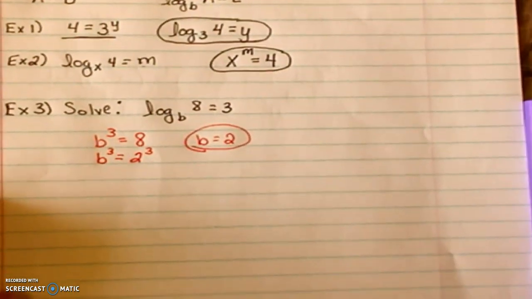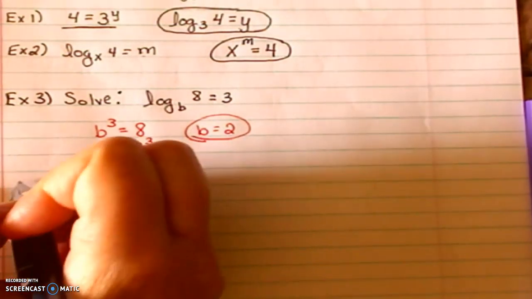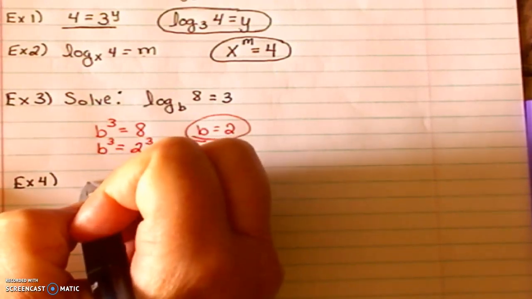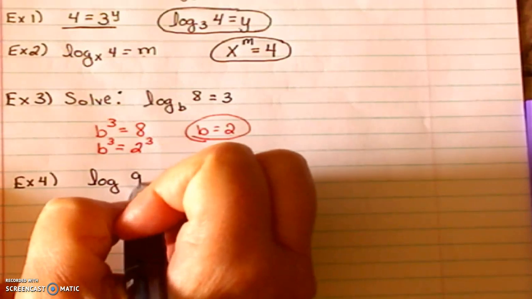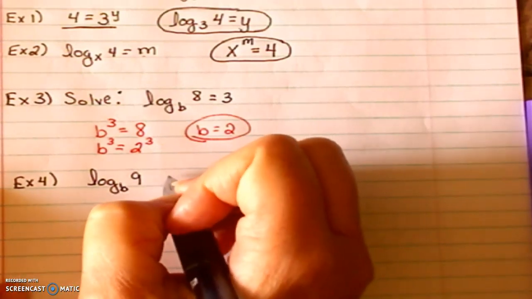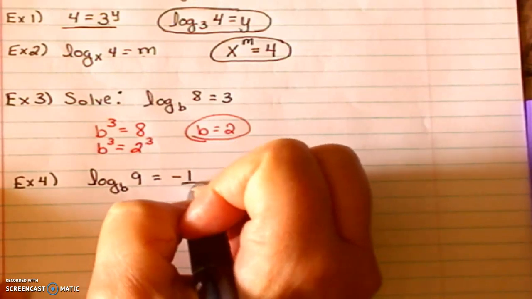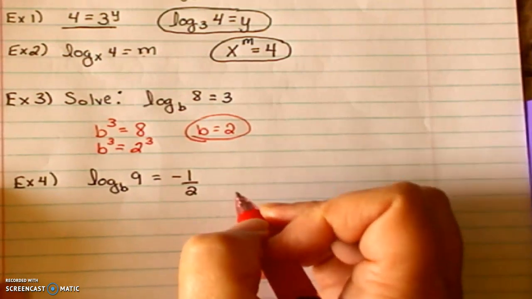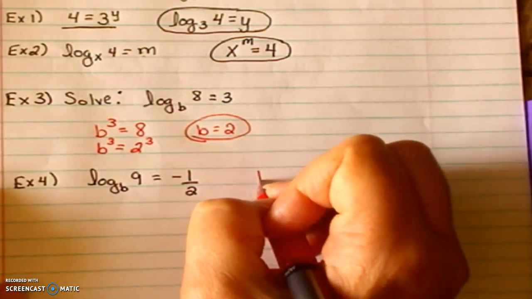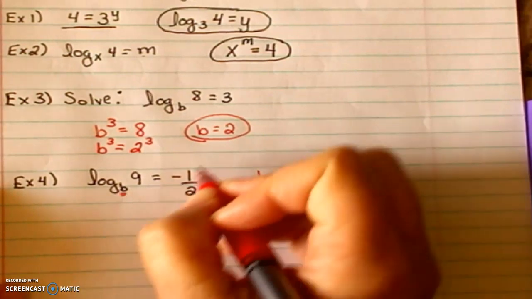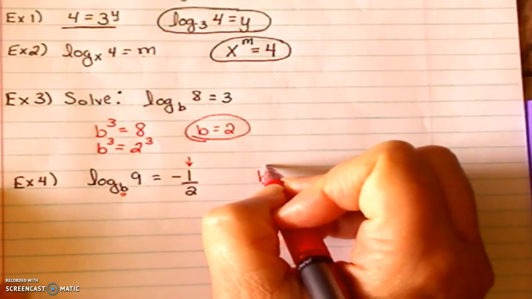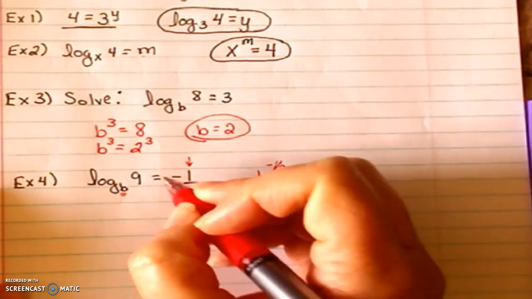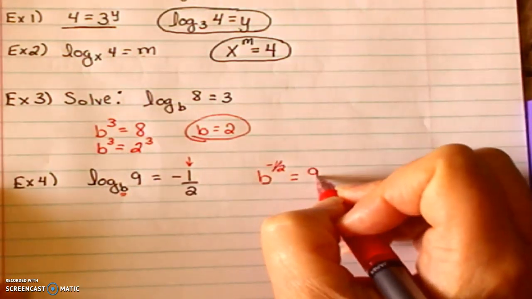So let's look at another example. Let me slide this up a little bit. And another example, I am going to ask you to solve log 9 base b. Log base b of 9 is equal to negative 1/2. So again, let's put that into exponential format. In exponential format, your base is b, found right here. Your exponent is found right here, so b to the negative 1/2 power is equal to the answer, which is 9.